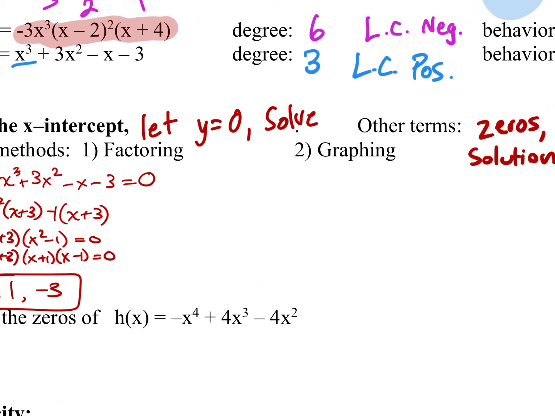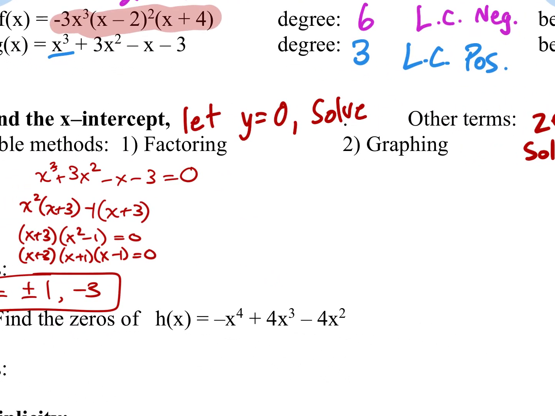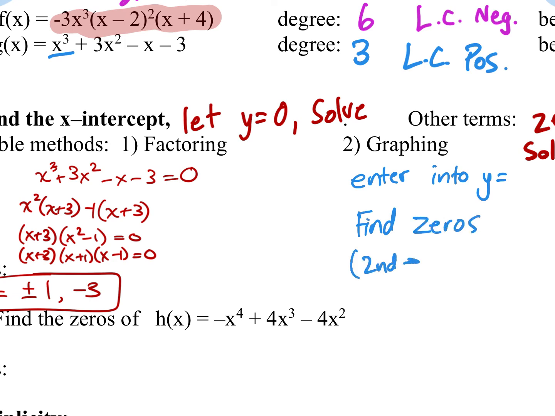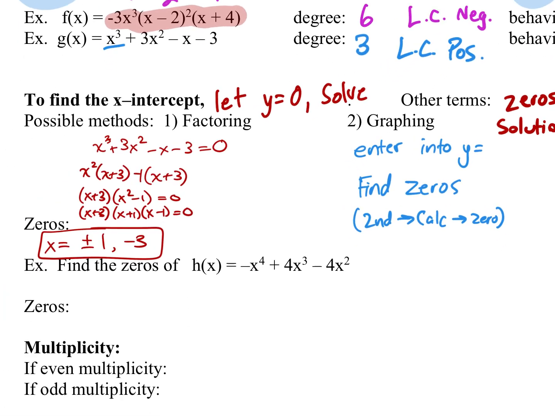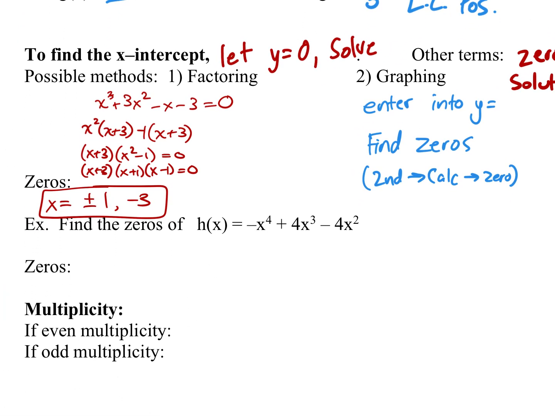The other way we can solve polynomials is through graphing. Not all polynomials are factorable, so we may have to enter into our y equals in our calculator and then find zeros. And that's where we use second calc and we find a 0 with our TI-84s. So those are going to be the two main ways that we'll solve these polynomials.